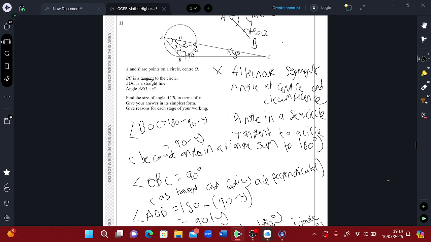So I'm going to need to reconstruct the question a little bit. So let's reshuffle this. Again, keep the radius there. That's going to be 90. This is x now. So that means this angle, again, is going to be 90 minus y, as usual. That is x. Well, that's going to be 90 plus y.